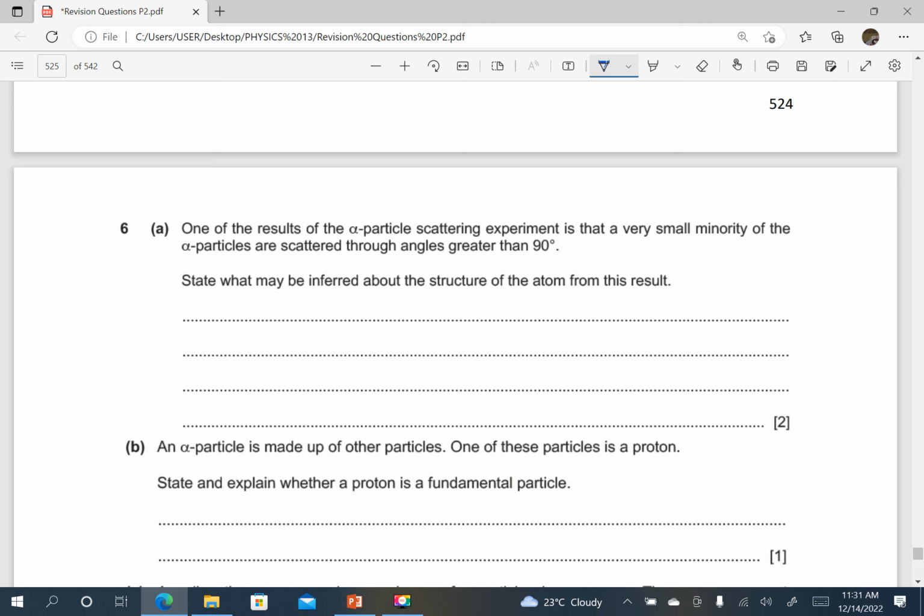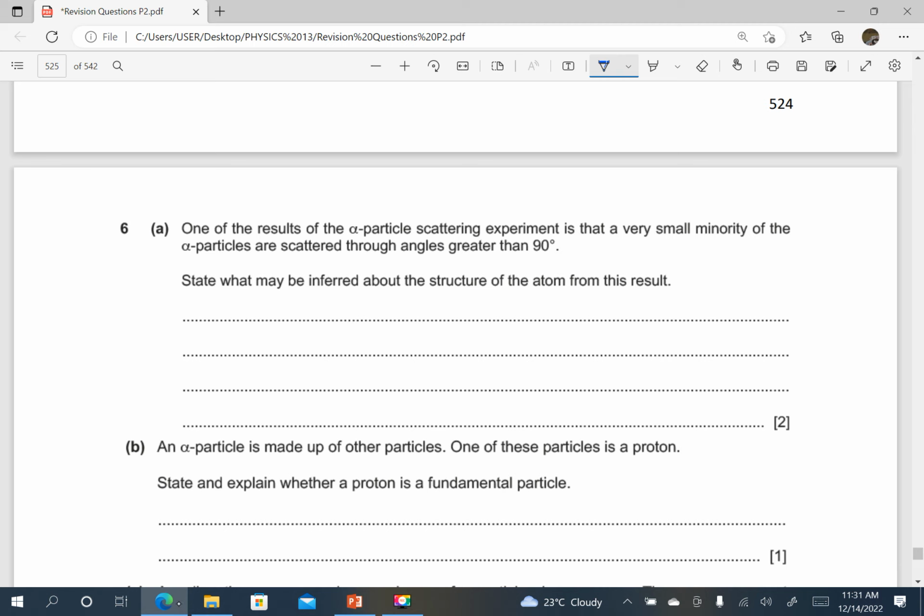One of the results of the alpha particle scattering experiment is that a very small minority of the alpha particles are scattered through angles greater than 90 degrees. State what may be inferred about the structure of the atom. Of course, this one we have already mentioned. This means that most of the mass of an atom is concentrated in a very small positively charged nucleus. That's why when some alpha particles, which are very few, come close to the center of the nucleus, they are deflected through large angles greater than 90 degrees.